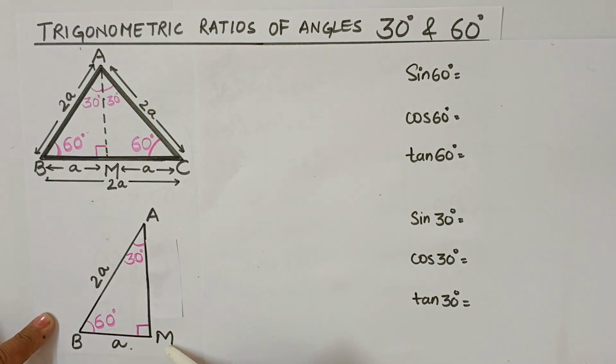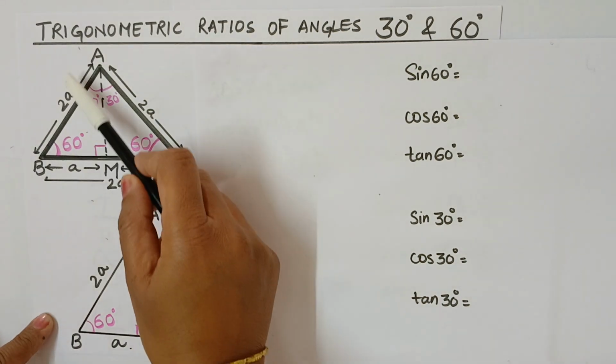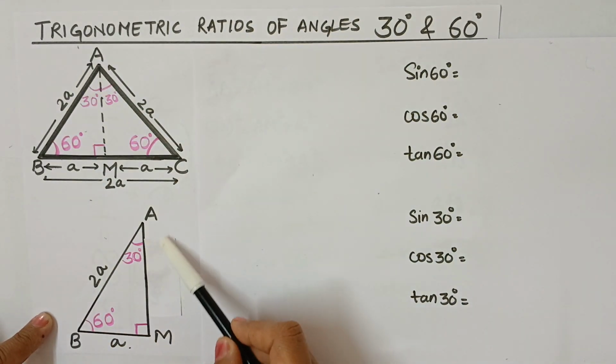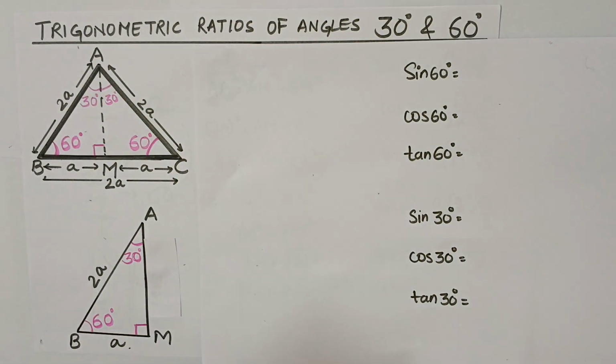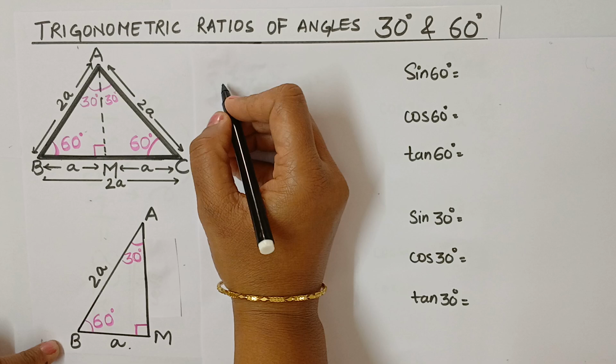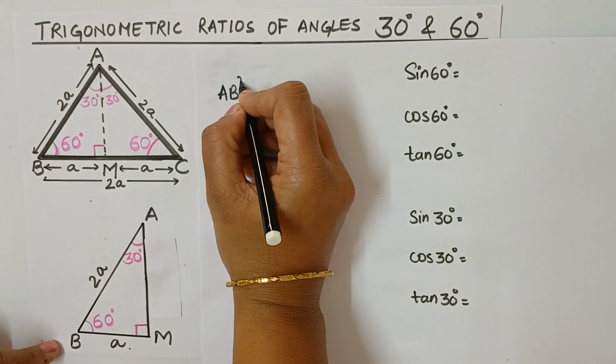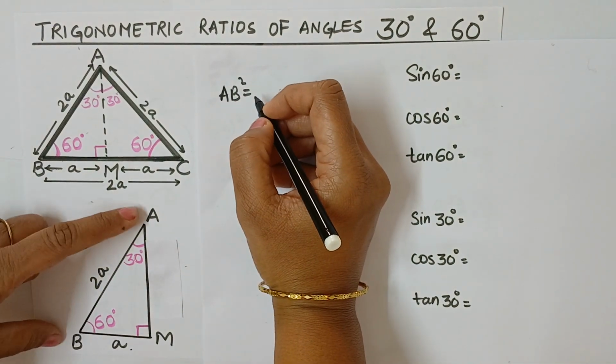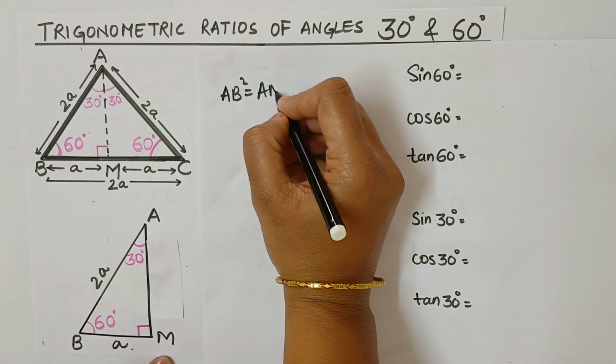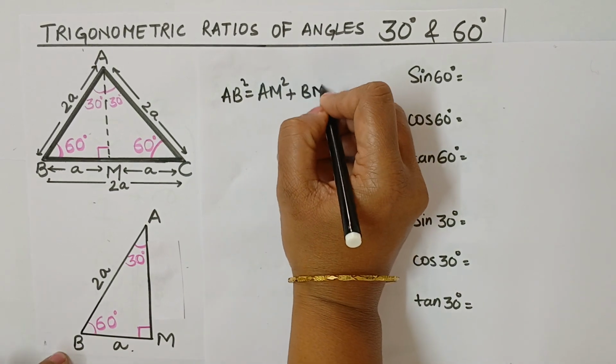Now we mainly need to focus on this triangle AMB. We will draw it separately to find the measure of side AM. To find the measure of side AM, we need to use the Pythagoras theorem, which says AB square, that is hypotenuse square, is equal to perpendicular square plus base square.